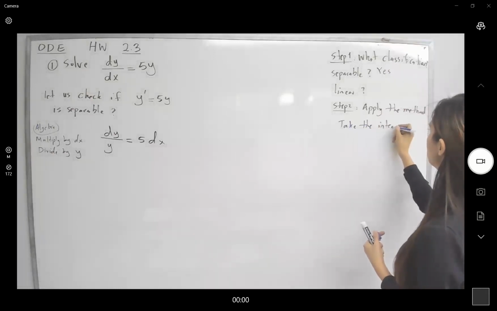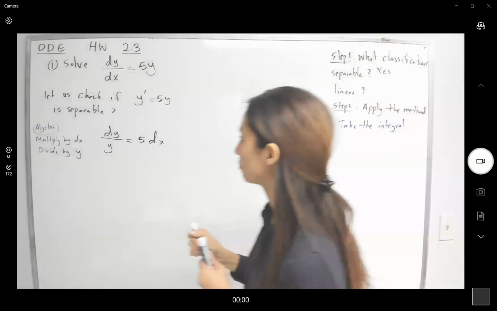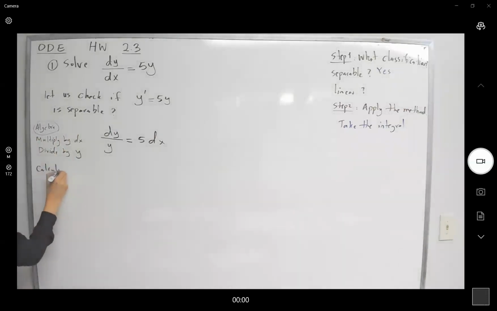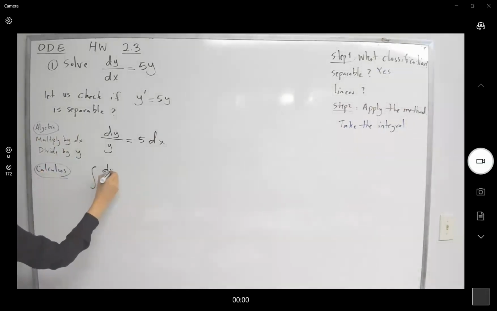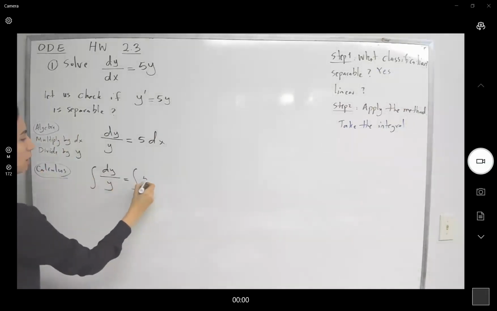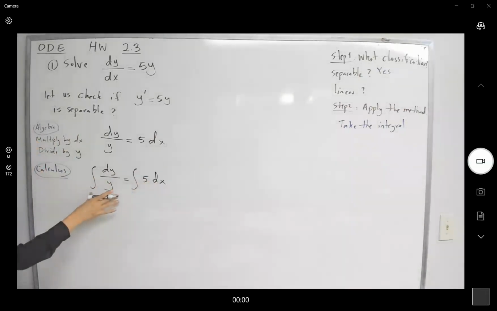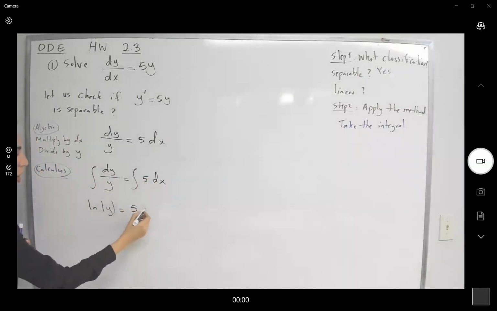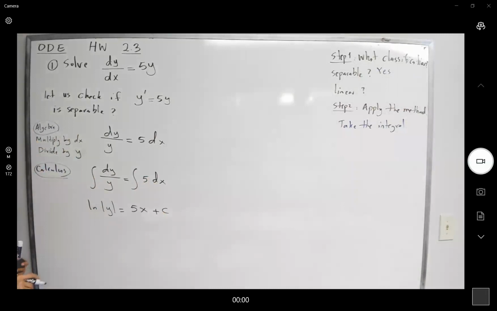Take the integral. You need to take the integral of both sides. So now we have to do the calculus part. Take the integral. So the integral of dy divided by y equals the integral of 5 dx. Well, on the left-hand side, we have ln of absolute value of y equals 5 times x plus constant of integration. Now, again, we go back to algebra and try to write y in terms of x. Try to write it, for example, explicitly.